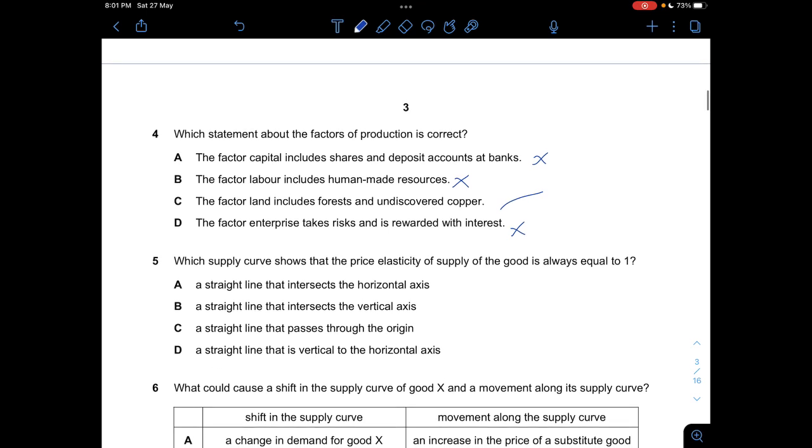So capital is the machinery itself, the capital goods that we have. So it's not the shares and deposits. And then B, labor is not human resources, it's the human itself. So answer is C.